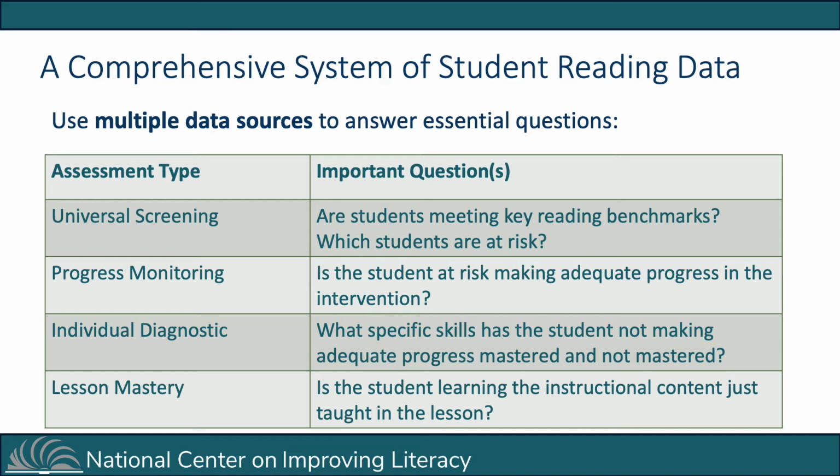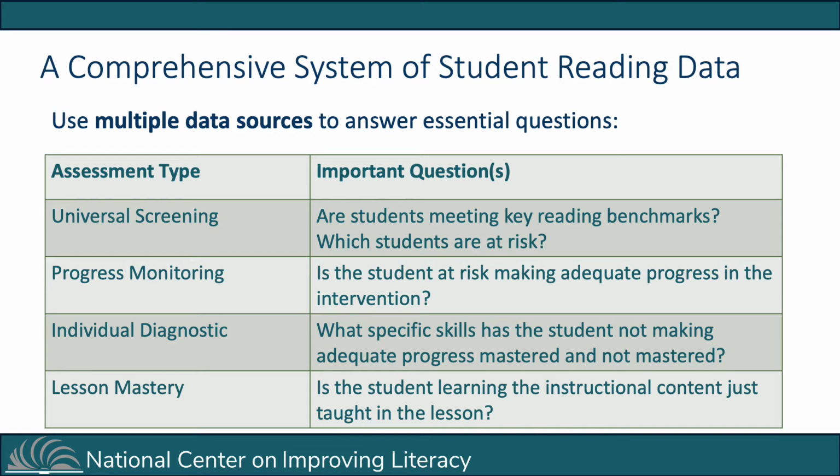The next assessment type is progress monitoring, and the important question for progress monitoring is, is the student at risk making adequate progress in the intervention toward those end of grade level reading outcome goals? The next assessment type is diagnostic, and the important question that a diagnostic assessment will answer is, what specific skills has the student not making adequate progress mastered and not mastered?